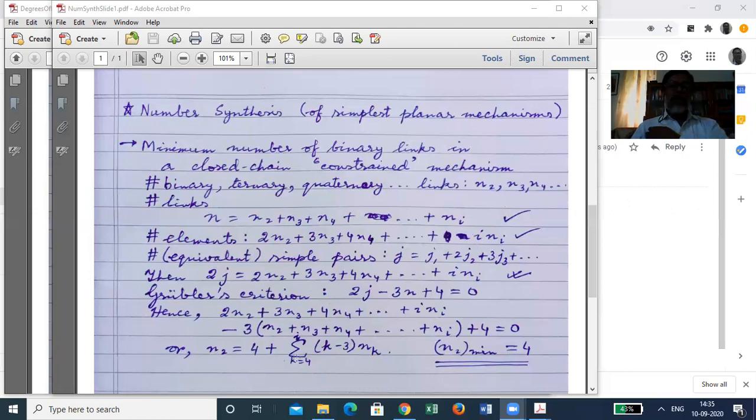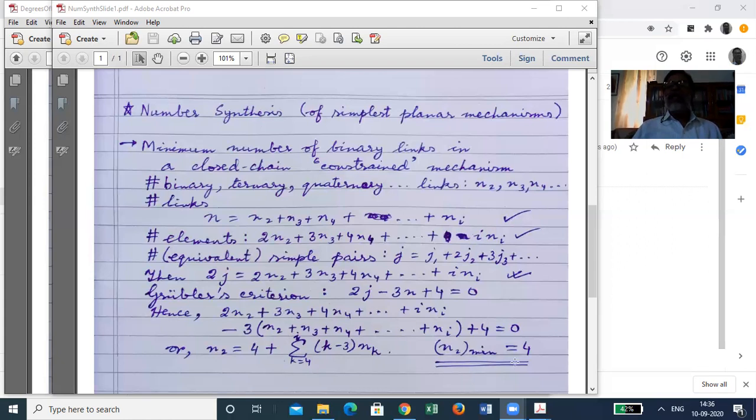Okay. So 4 must be there anyway, in a closed-chain constraint mechanism. Make note of that. 4 must be there anyway. And then if there is a quaternary link, then one more. If there is a pentanary link, then 2 more, and so on. So that many binary links will be there. Apparently, ternary links you can put as many as you want with no necessity to put binary links matching them in any manner, because n3 goes out of this business.